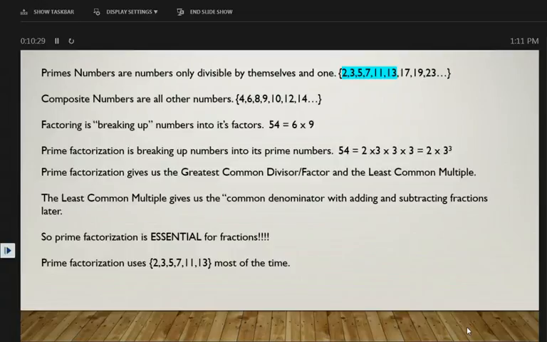Now, when I ask you to factor something, you may think that I'm thinking of algebra. No, you can factor a number. Factor is a 25-cent word for break it up. All right? And I usually use the number 54. There it is.